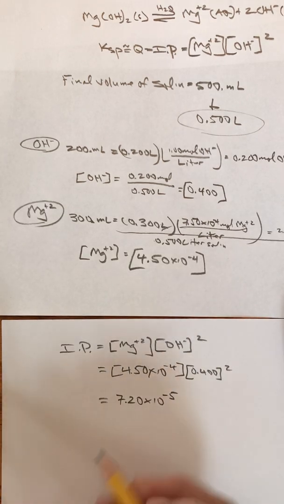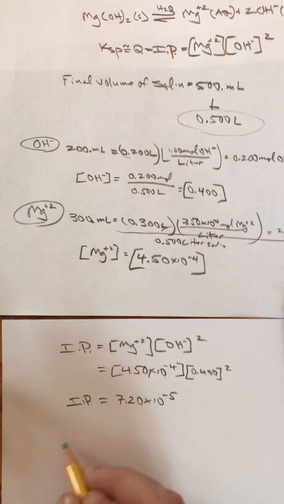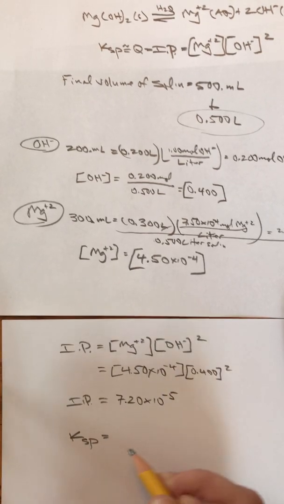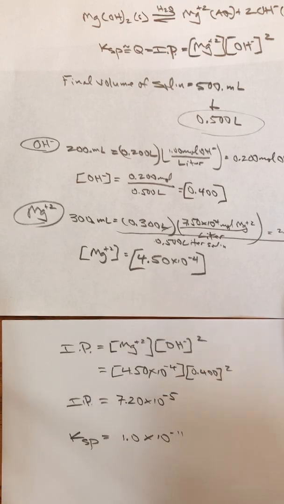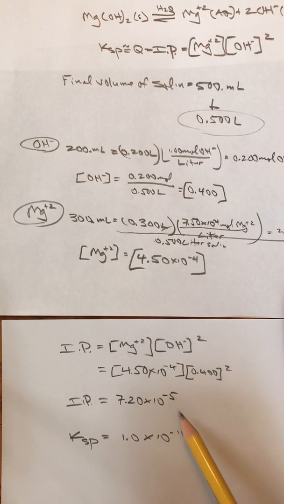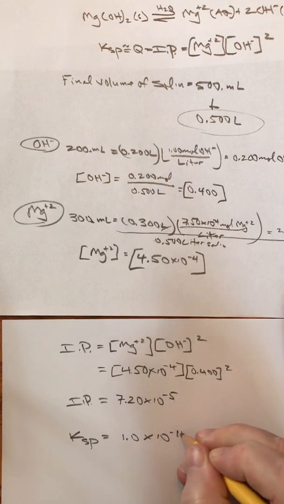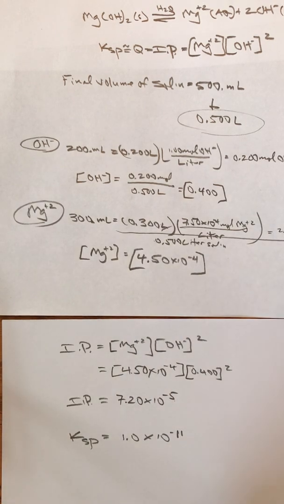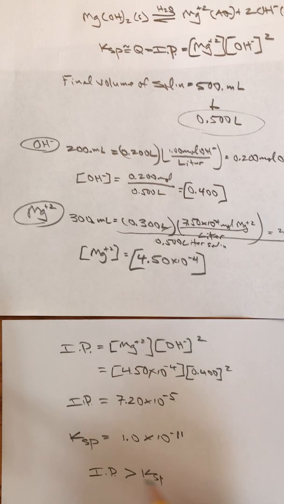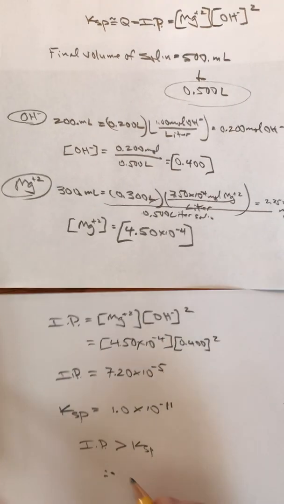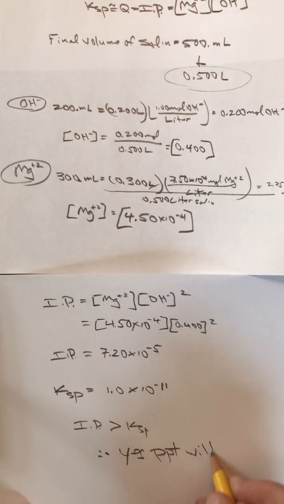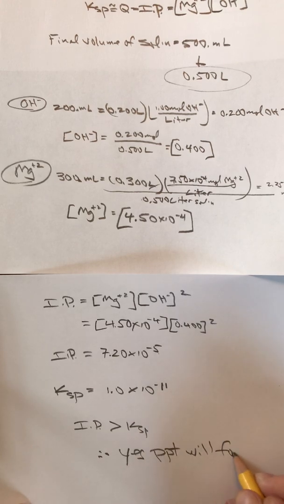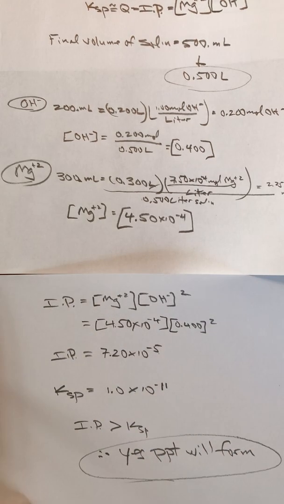Part B of the question says Ksp is 1.0 times 10 to the minus 11. Well, that's a lot bigger than that, 6 orders of magnitude. So my ion product is greater than Ksp. Therefore, yes, the precipitate, lots of it, will form.